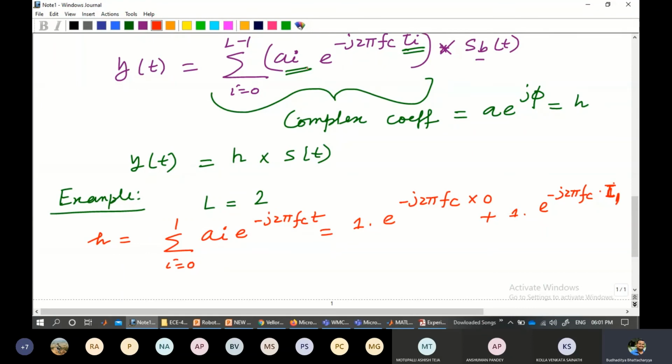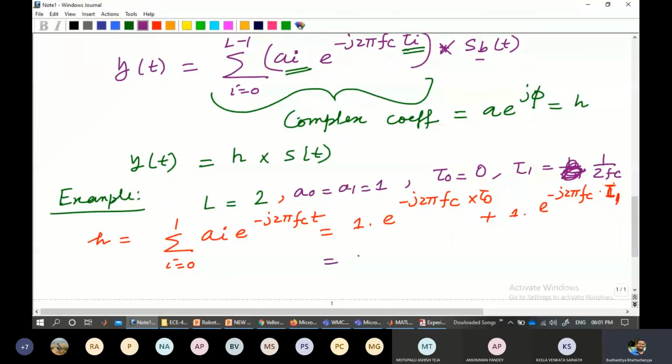L equals 2 means I'm just taking this h value to make you understand. What I did here, you can observe this should also be tau 0. Now let us assume L equal to 2, and we have assumed a0 equals a1, that is the amplitude is 1. We also assume tau 0, the delay associated with the first path, is 0, and tau 1 is 1 by 2 fc. We are just assuming these, nothing else.